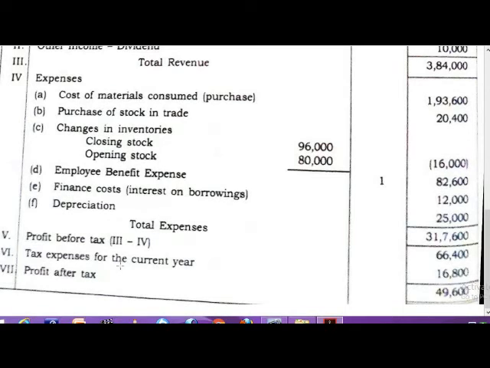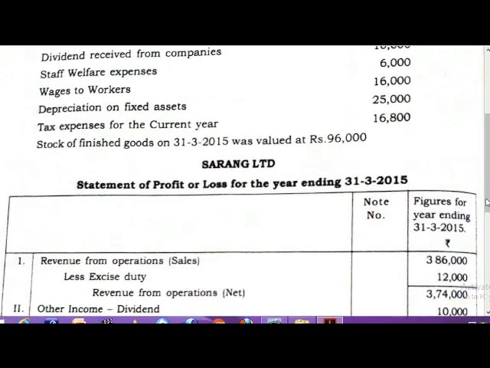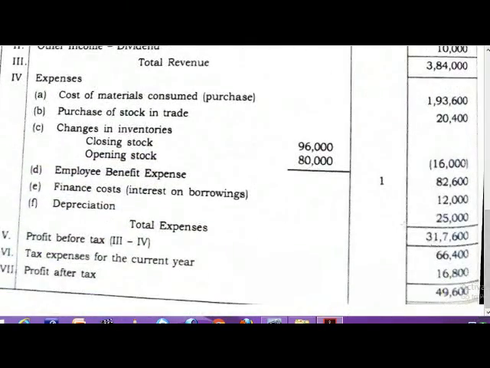Then tax expenses is given in this problem. The tax expenses for the current year are 16,800. So we can calculate profit after tax. Here profit before tax is 66,400 minus tax expenses for the current year 16,800. Then we get profit after tax 49,600. There are no exceptional items and no discontinuing operations given. The earnings per share is not calculated as the number of equity shares is not given. So this is the problem of statement of profit or loss for the year ending 31st March 2015.